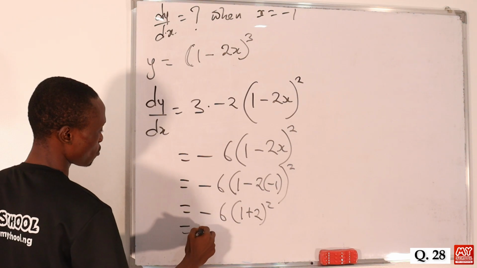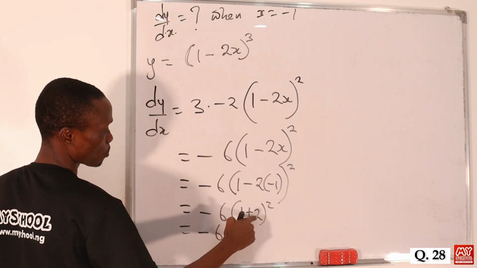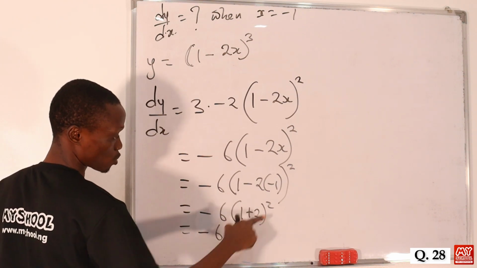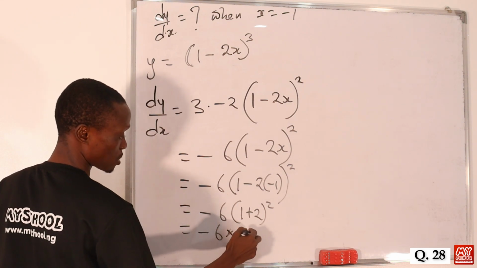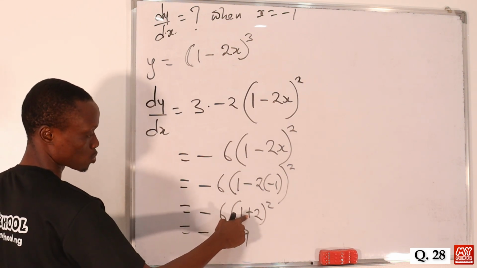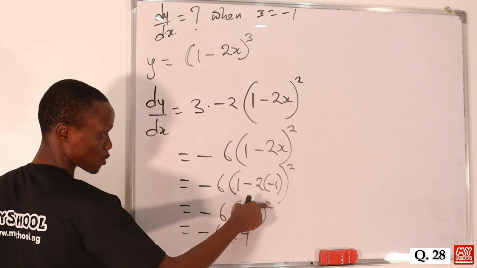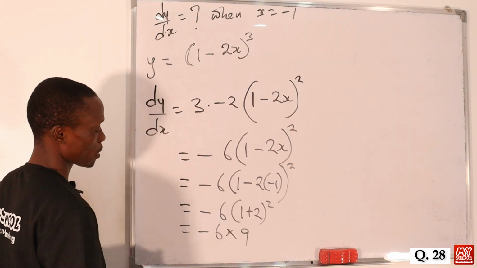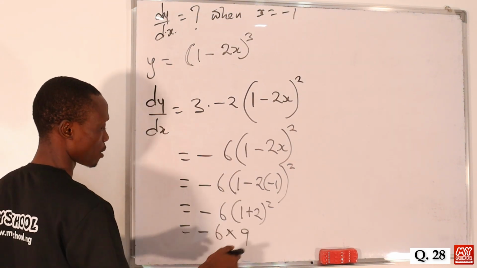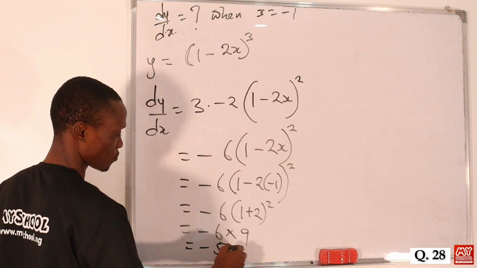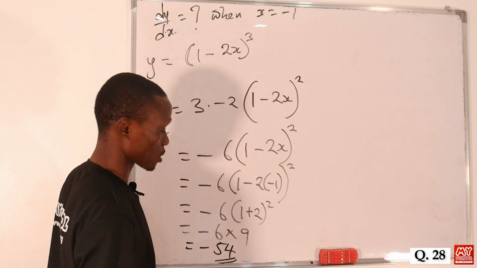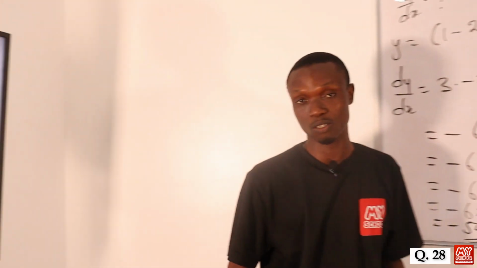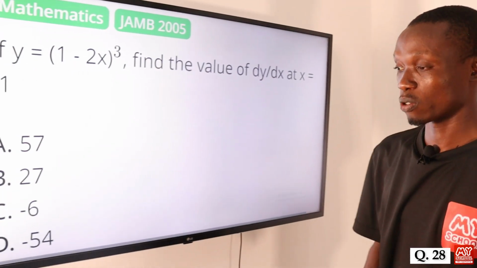Here we'll be having minus 6, then 1 plus 2 is 3, and 3 raised to power 2 is 9. So we are actually having times 9 here. If we multiply minus 6 by 9, we'll be having minus 54. So let's move over to the screen to pick the correct answer to this question, and that is option D, minus 54.